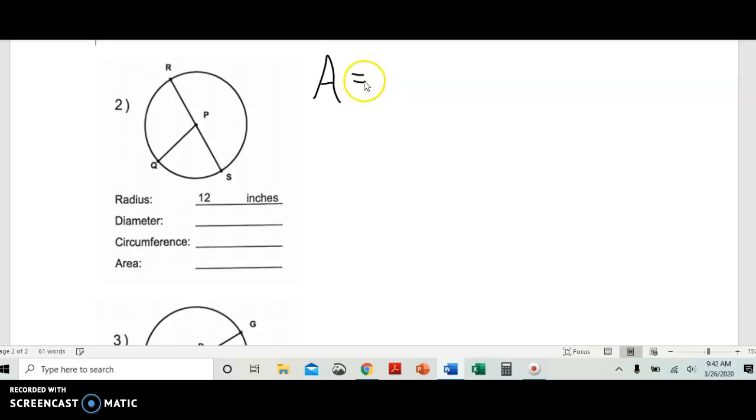So our area equals pi r squared, and our circumference equals 2 pi r. All right, so our radius is 12. That means that from here, the center of our circle, to here, that is 12 inches right there. That also means from here to here is 12, and P to R is 12. So our diameter, what is our diameter? Well, if we take our radius right here, we multiply it by 2, 12 times 2, that's 24. 24 inches.